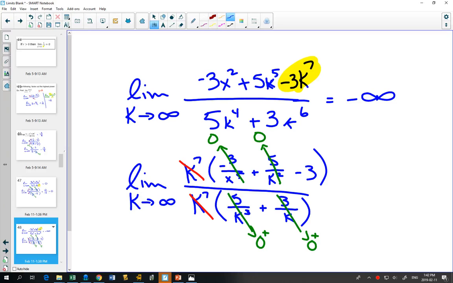Because in the end, on the top, I'm going to get negative 3 divided by 0. And negative 3 divided by 0 is either going to go to positive infinity or to negative infinity, or in different directions depending on what we have. But in this case, since my 0s on the bottom are always going to be positive, it will equal negative infinity.